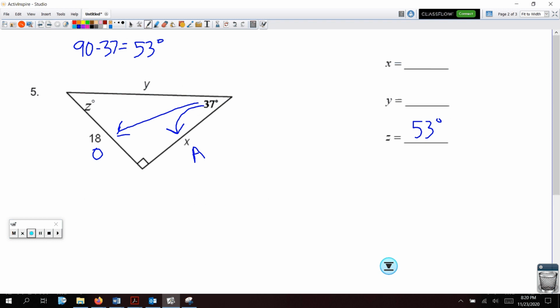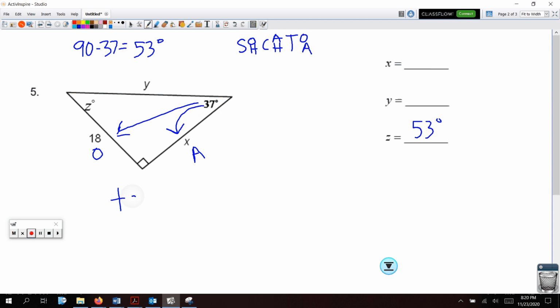So which trig function uses opposite and adjacent? Tangent, right? TOA. Don't forget, you want to write SOHCAHTOA on everything. I forgot to do that for number 4. But I'm going to take the time and write it now because it definitely helps, right? Okay, so now I know I'm using tangent to find x.